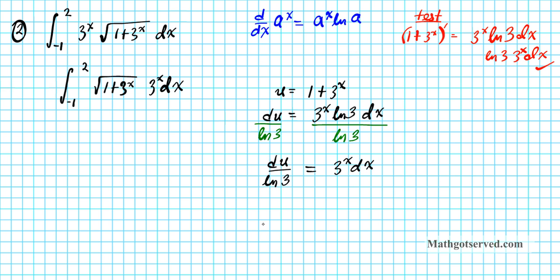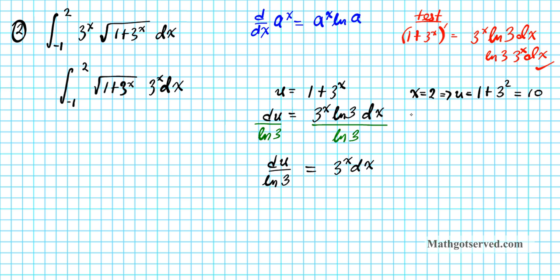The answer is no. Remember, the limits must change. Anytime you're doing u substitution with definite integrals, you must change the limits. So for the upper limit, when x is 2, what does that mean for u? Well, that means u is going to be 1 plus 3 to the second power. We're evaluating u at x equals 2, so just plug in 2 here. If you do the math, 3 squared is 9, plus 1 is 10.